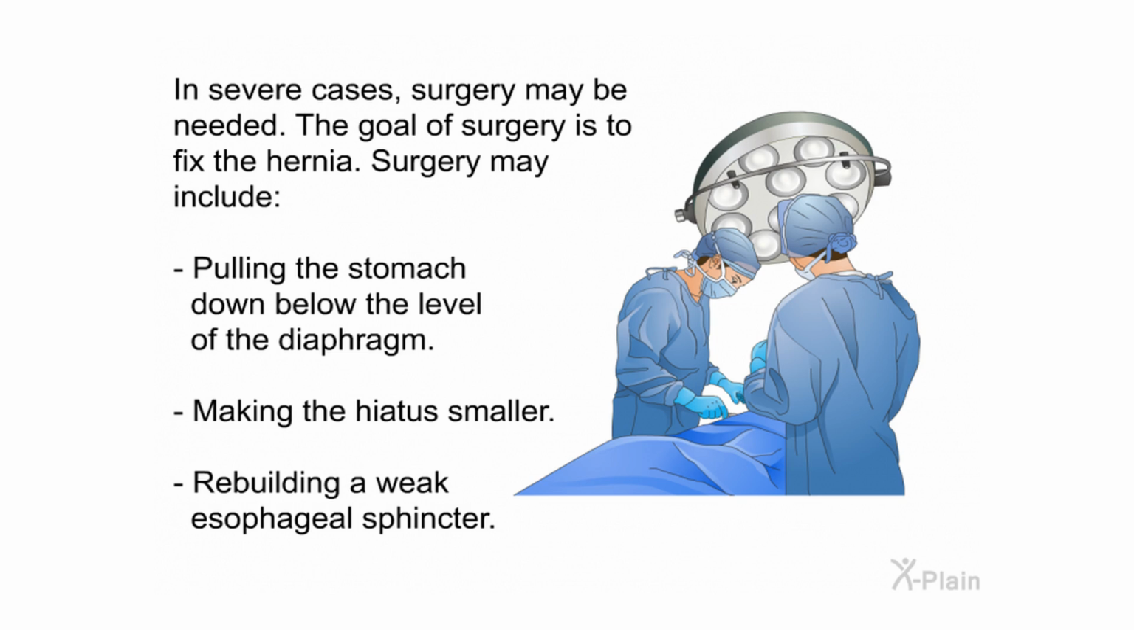In severe cases, surgery may be needed. The goal of surgery is to fix the hernia. Surgery may include pulling the stomach down below the level of the diaphragm, making the hiatus smaller, and rebuilding a weak esophageal sphincter.